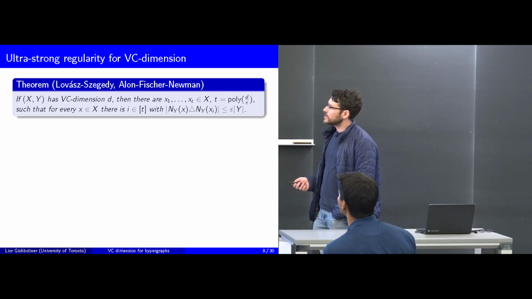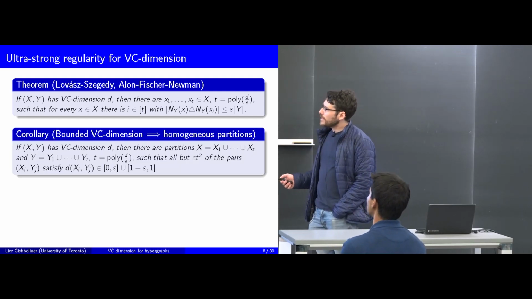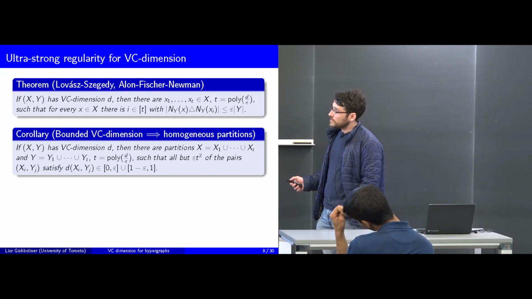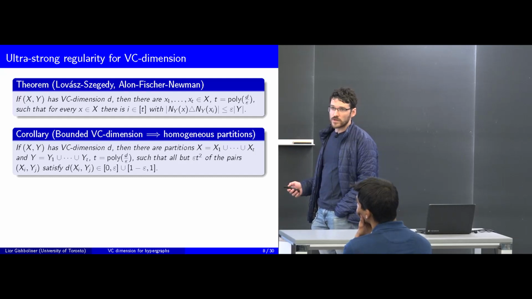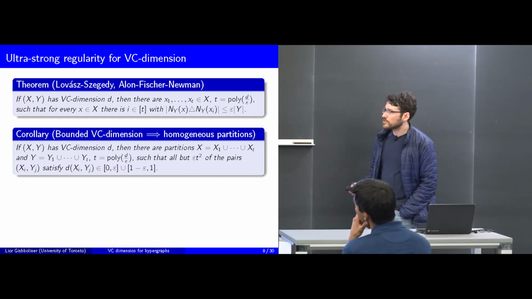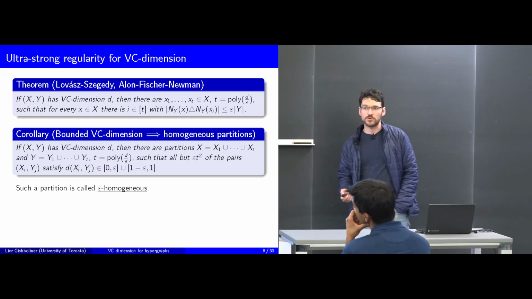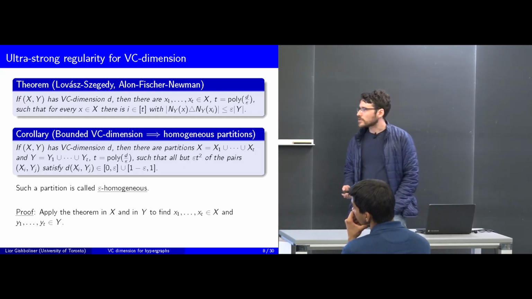So I claim that given this result, we can do the following. We can partition X into t sets and Y into t sets, where t is only polynomial, such that almost all of the pairs have density which is either very small, so close to 0, or very close to 1. So how does it follow? Such a partition, we will call epsilon-homogeneous.